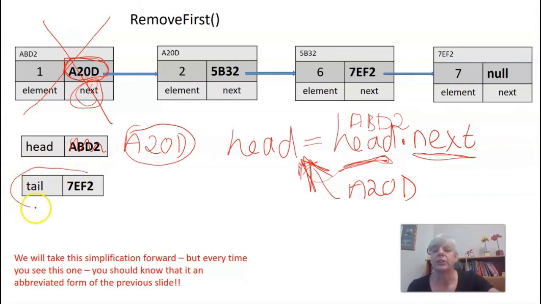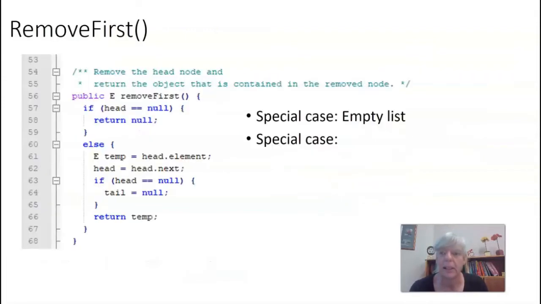The answer is you should update tail as well. And tail, if you only had 1 element, then head and tail both should become null. Am I right? If there was only 1 element, then head and tail must both be null. Let's have a look at the code.